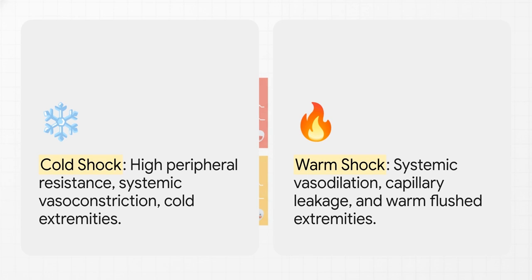Contrast that with warm shock, which we see in distributive or early septic shock. Here you have massive pathological vasodilation and capillary leak. The resistance completely bottoms out, leaving the extremities warm and flushed. Spotting this difference immediately points you toward the underlying mechanism.